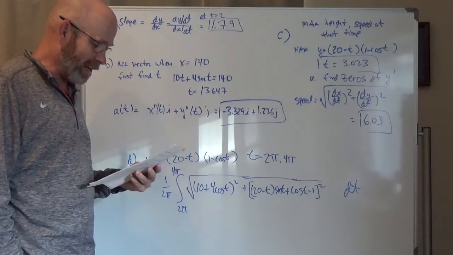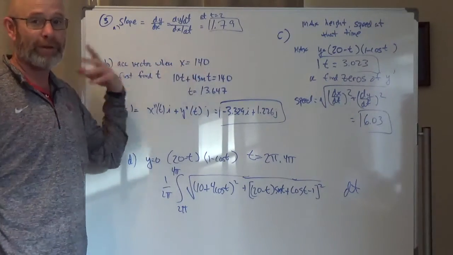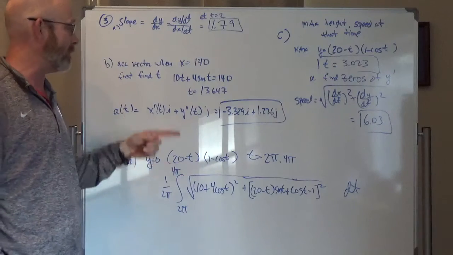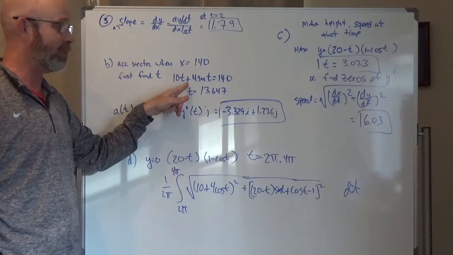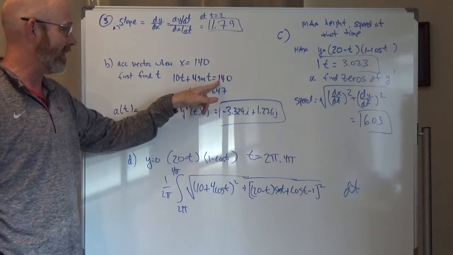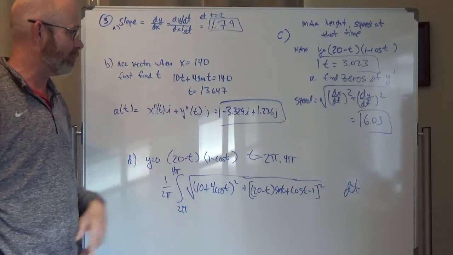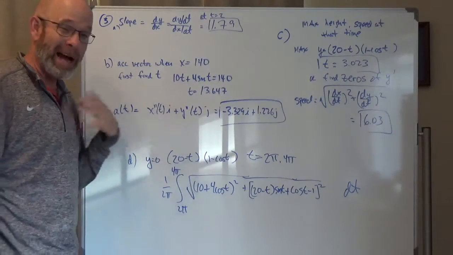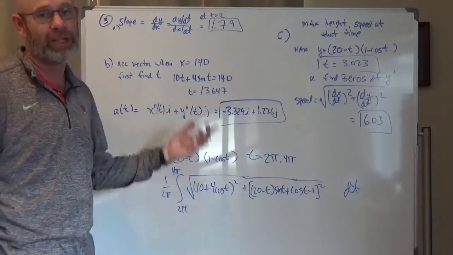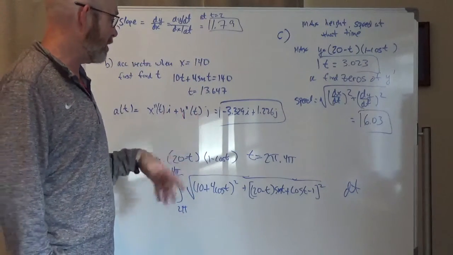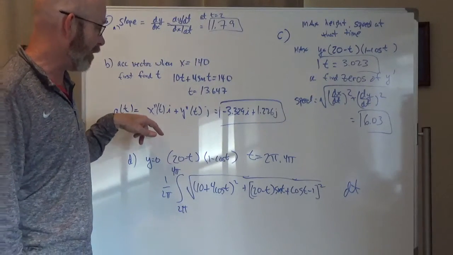Second problem said find the acceleration vector when the horizontal position is 140. So my first thing I had to do is find the time that happens. So the horizontal position had to be 140. The horizontal was 10t plus 4 sine t, that's my x. I set that equal to 140. My calculator, I just solved that. I got 13.647. Again, when I do these, I just bring this 140 over, set it equal, and find the zeros. But you can solve the equation. You can graph the intersection points, lots of different ways to do that. So 13.647. They asked me to find the acceleration vector of this.